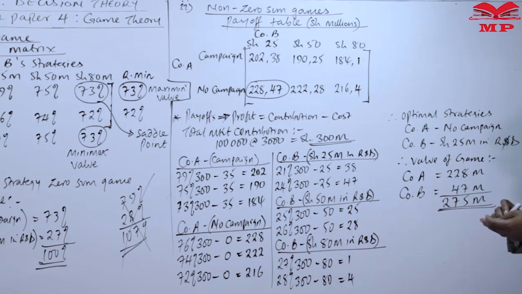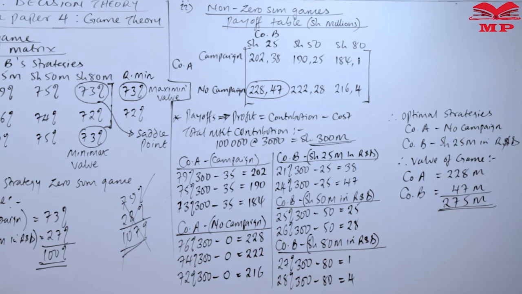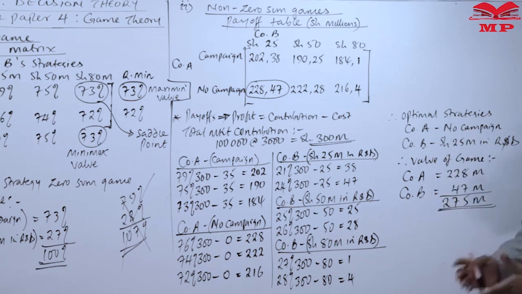Now, this means we have concluded the question. We have come to the end of that question because we have found the best pair as you compare with the rest. And we have found that the optimal strategy is where company A does not conduct a vigorous market campaign, and company B, on the other hand, invests only 25 million in research and development, and the value of the game is 275 million in total.